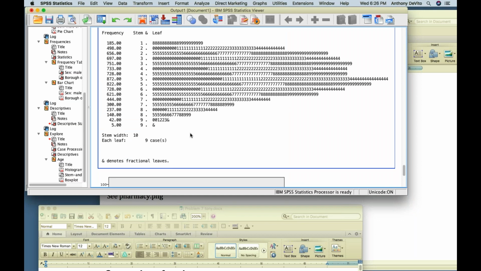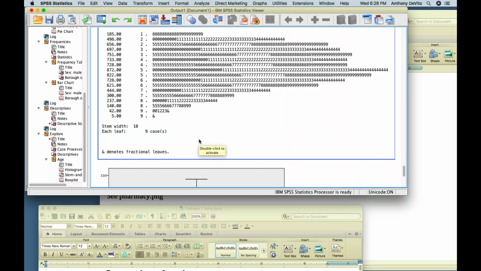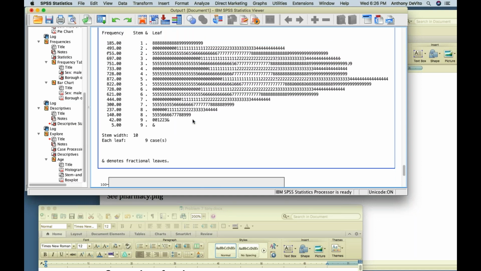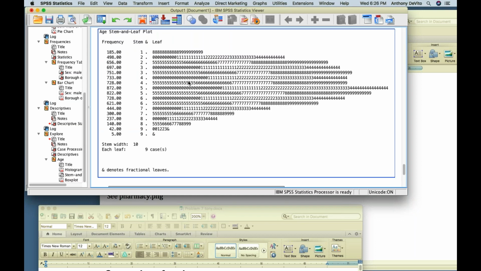The stem and leaf plot is just the same thing as the histogram, except we used to use those when we didn't have computer graphics. We couldn't display it as a bar. So if you look at this, this is just a histogram on its side represented by letters.